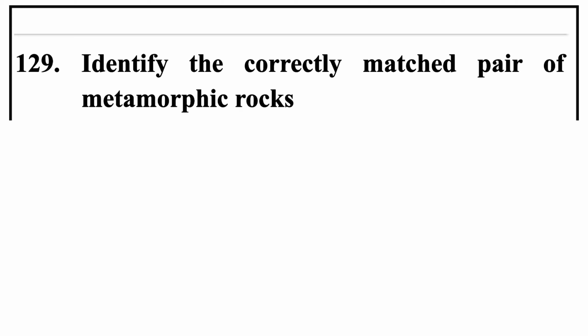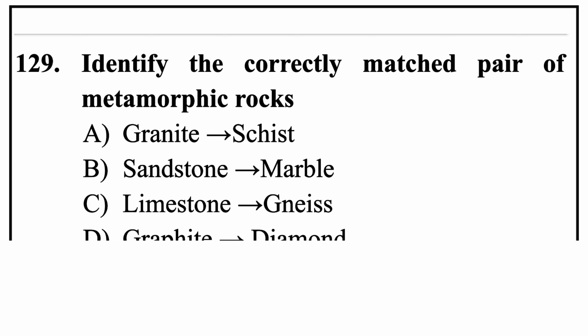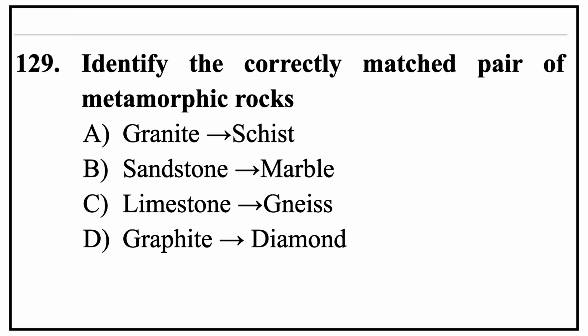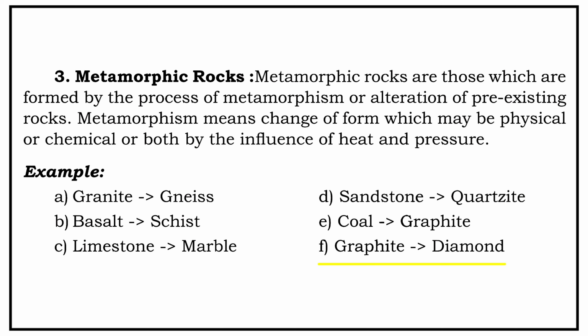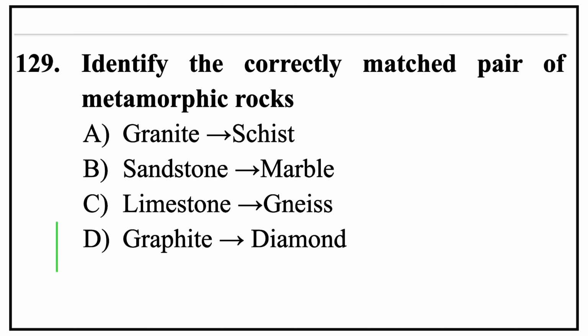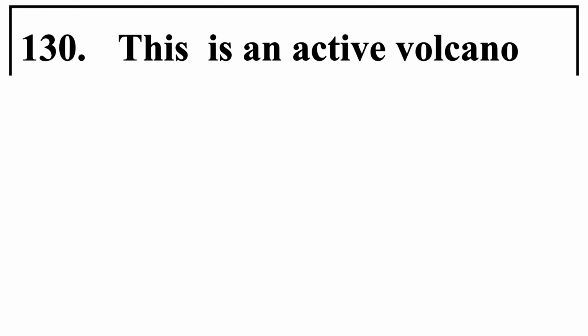129. Identify the correctly matched pair of metamorphic rocks. Options are A. Granite, schist, B. Sandstone, marble. C. Limestone, gneiss. D. Graphite, diamond. Here are the right metamorphic rock examples: graphite, diamond. Our right option is D. Graphite, diamond.